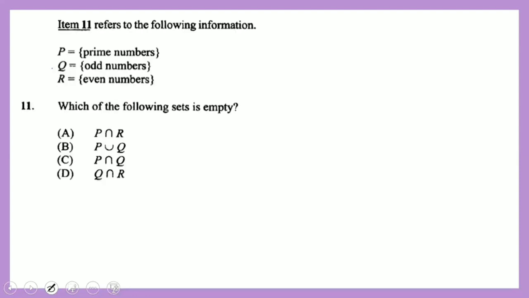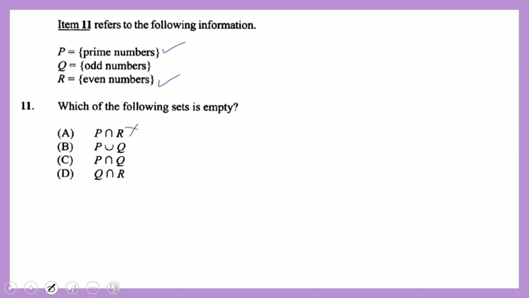Number 11, P is a set of prime numbers, Q odd numbers, R even numbers. Which set is empty? All right, P intersect R. Is there any prime number that's even? Yes, there is. There is 2. All right, so that set is not empty.